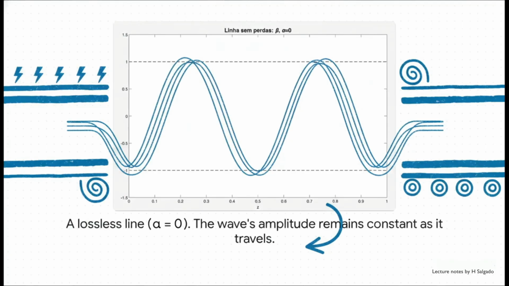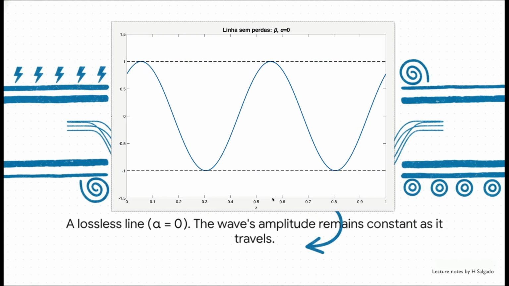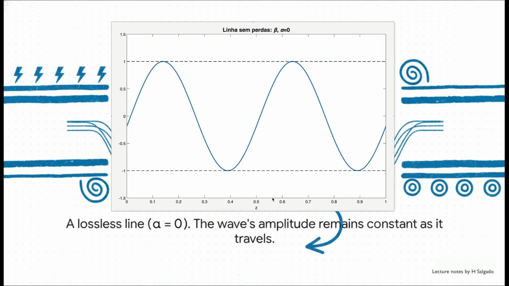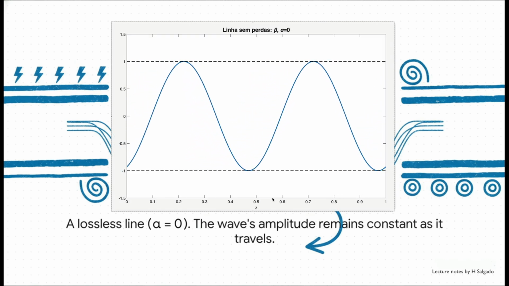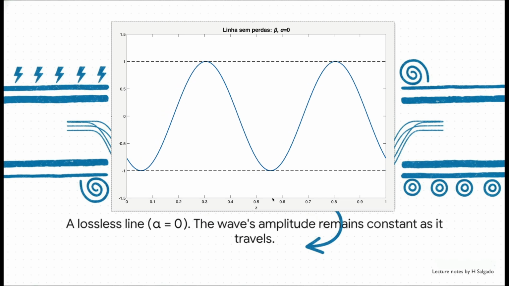First, let's look at the ideal case, a lossless line. In this perfect world, the attenuation constant, alpha, is 0. There's no fading. And as you can see, as the wave travels, its amplitude, the height of its peaks, stays perfectly constant. It doesn't lose any strength at all.